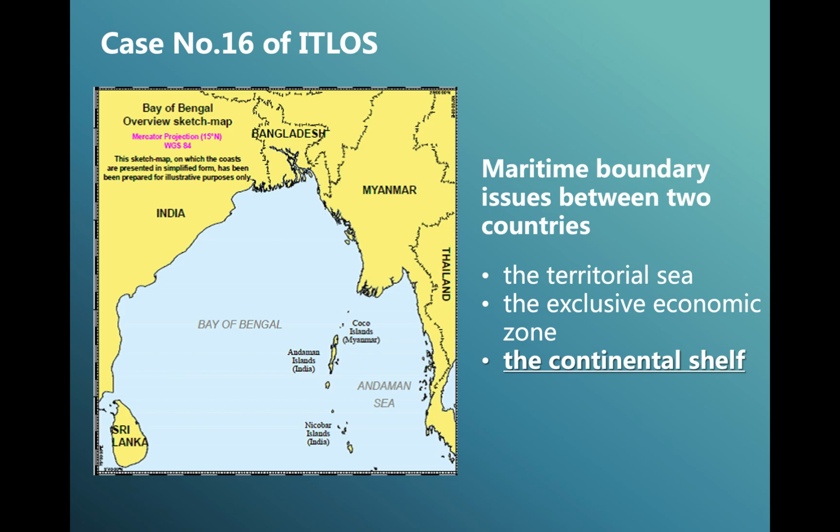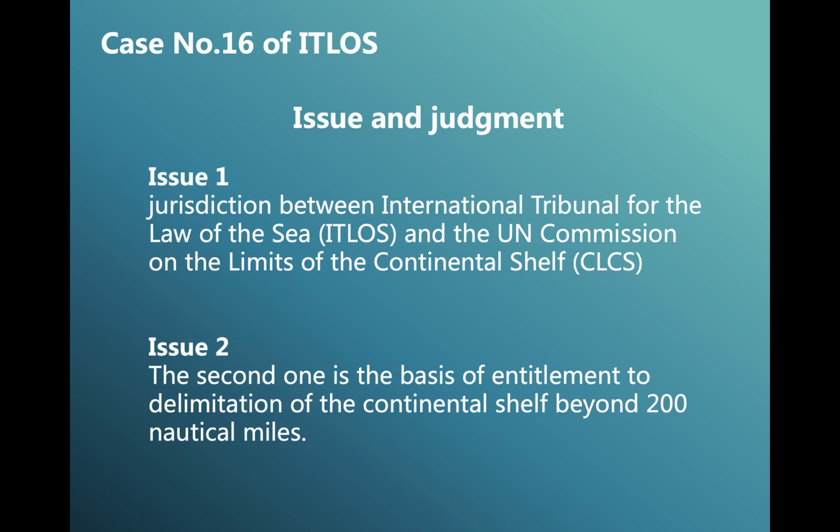And let's move to the next point, issues and judgment. About the delimitation of the continental shelf in this case, there are two issues. The first one is the jurisdiction between the International Tribunal for the Law of the Sea and the UN Commission on the Limits of the Continental Shelf. The second one is the basis of entitlement to delimitation of the continental shelf beyond 200 nautical miles.